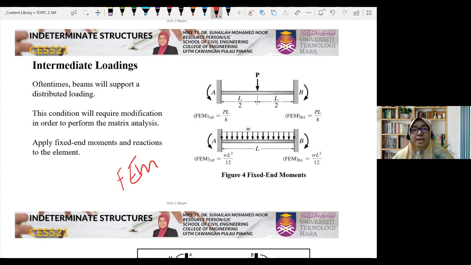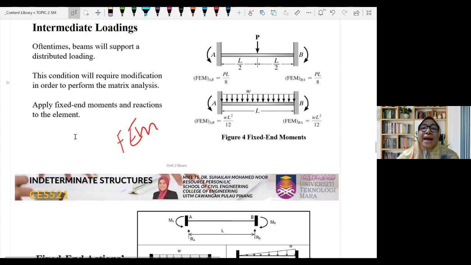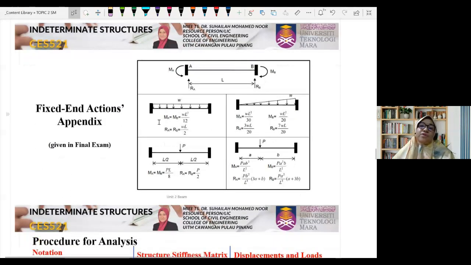By using the formula, it is called the fixed end reaction. Basically, when both ends are fixed, there are moments at both ends, and to balance back, there is also the vertical reaction. So this condition requires modification. We have to apply fixed end moment and reaction to the element. So this is the formula, the very regular formula.